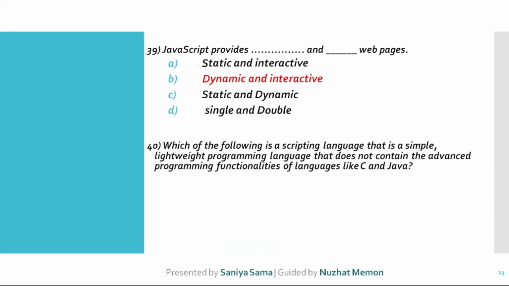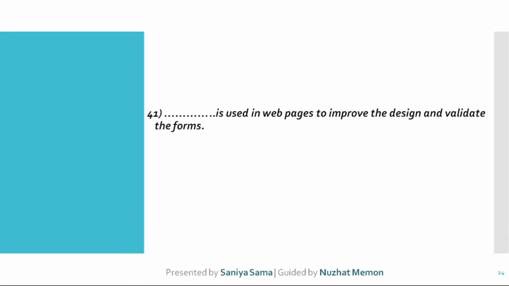40. Which of the following is a scripting language that is a simple lightweight programming language that does not contain the advanced programming functionalities of languages like C and Java? Option A, JavaScript. Option B, HTML. Option C, C. Option D, Java. The answer is JavaScript.